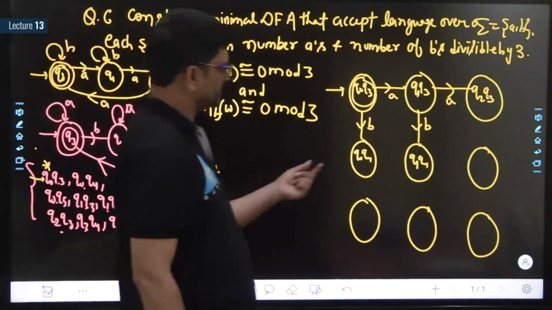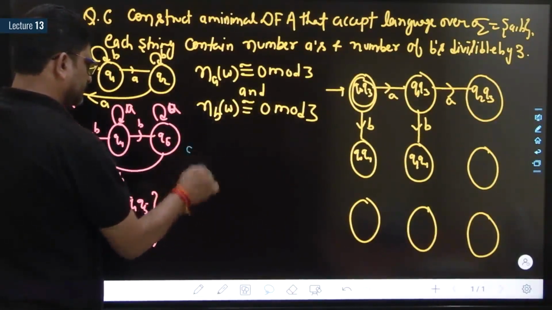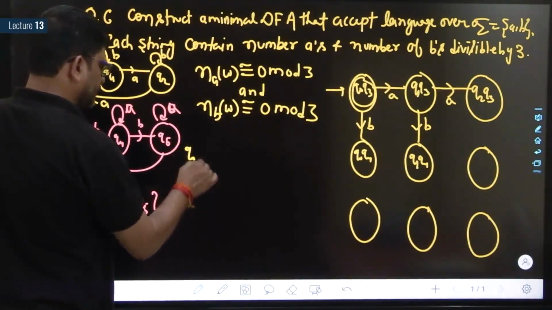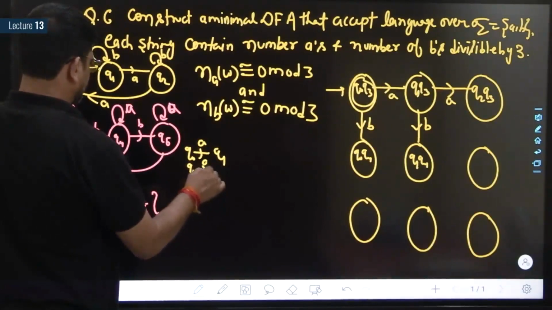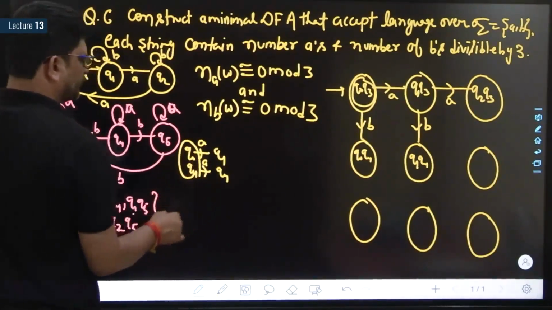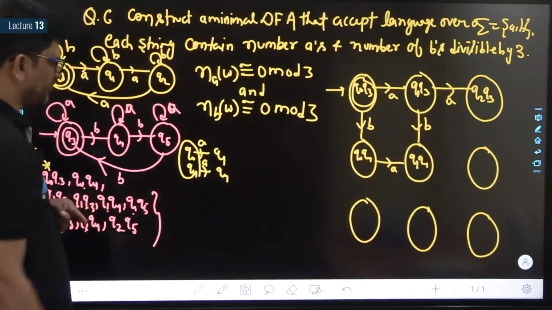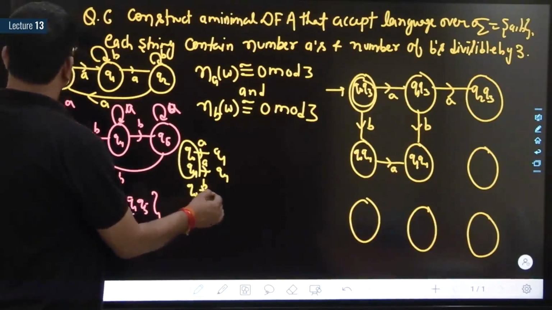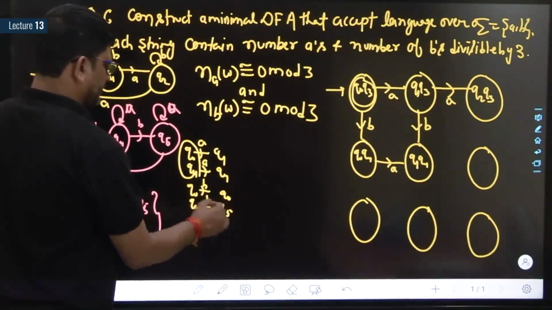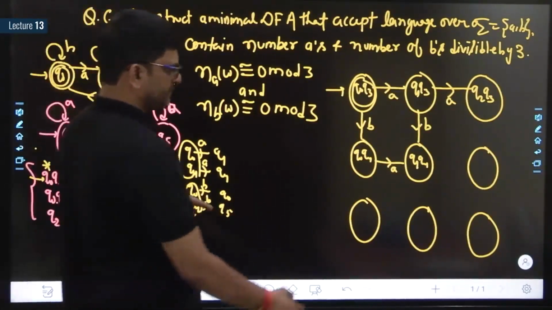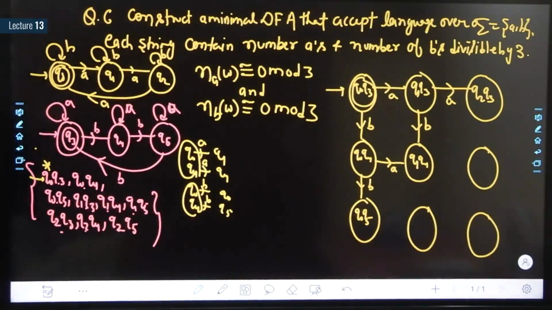Now check for Q0Q4. Q0 on A goes to Q1, Q4 on A stays Q4, so Q0Q4 on A goes to Q1Q4. What about B? Q0 on B stays Q0, Q4 on B goes to Q5, so Q0Q4 on B goes to Q0Q5. Okay? Clear?